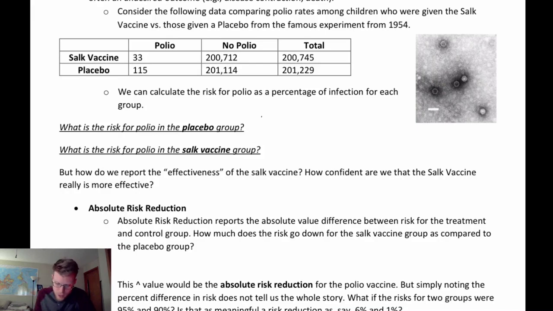So that's going to be 115 out of the 201,229 that were given the placebo. And then the risk for polio in the Salk vaccine group is going to be the 33 that developed polio out of the 200,745 who received the Salk vaccine. If I calculate each of these probabilities, I get 115 divided by 201,229, which is 5.71 times 10 to the negative 4.